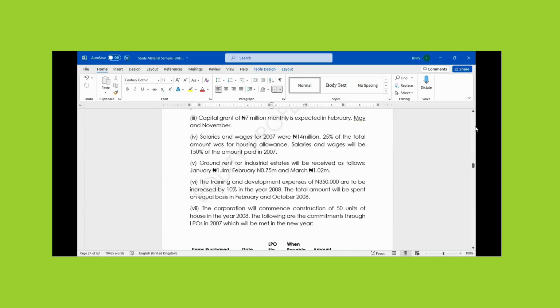Next. Working note 6. Additional information 6. Oh yeah, somebody should help us read the information 6.